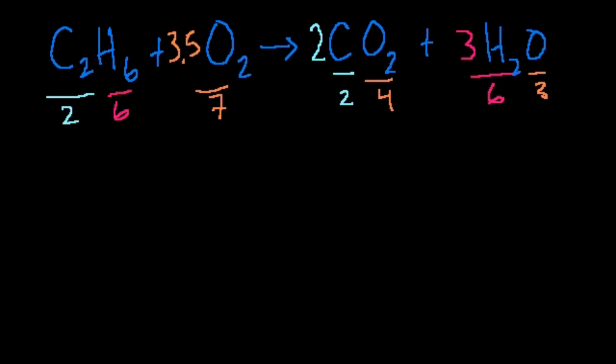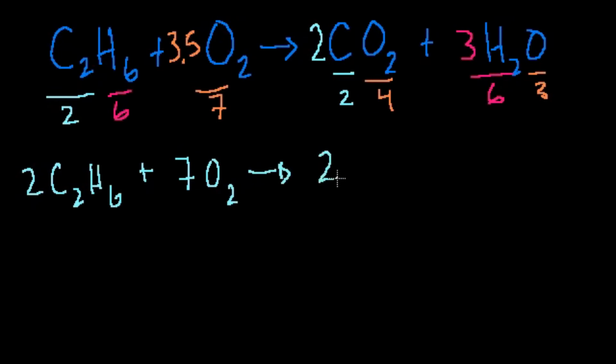So if I multiply everything by 2, I end up with 2 molecules of ethane plus 7 molecules of diatomic oxygen, 7 O2s, yielding... oh, sorry, I'm multiplying everything by 2. So 4 molecules of carbon dioxide plus 6 molecules of water. And just to make sure that all still works, you can check.